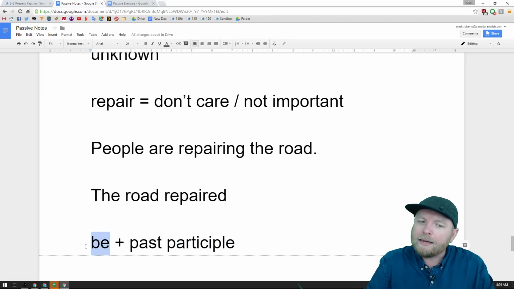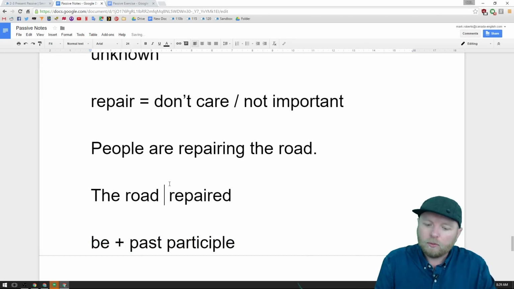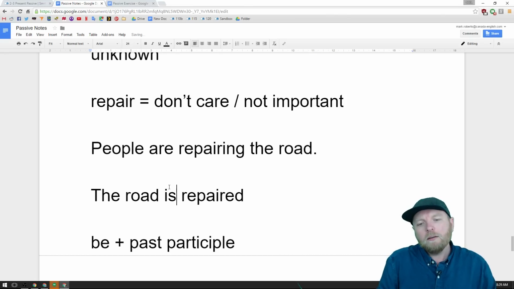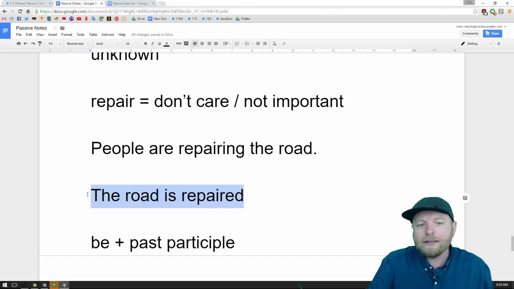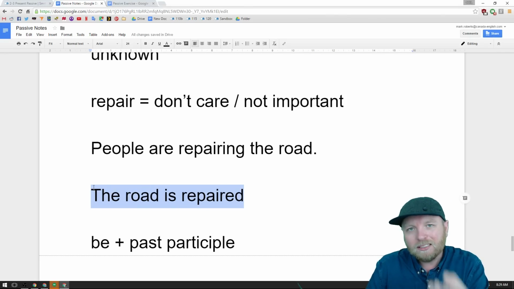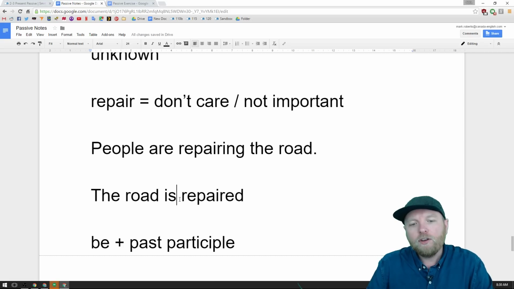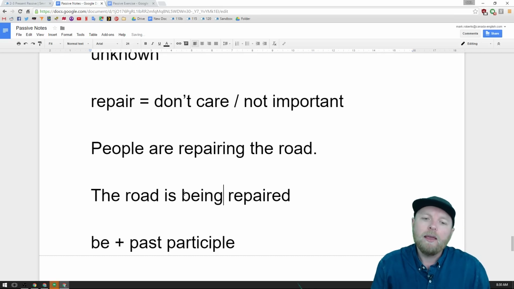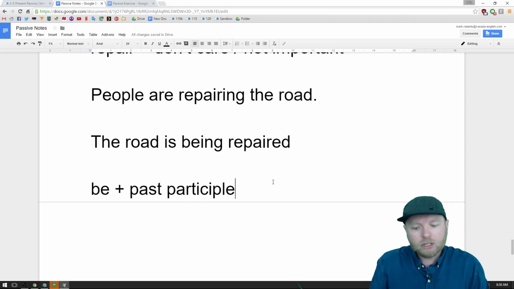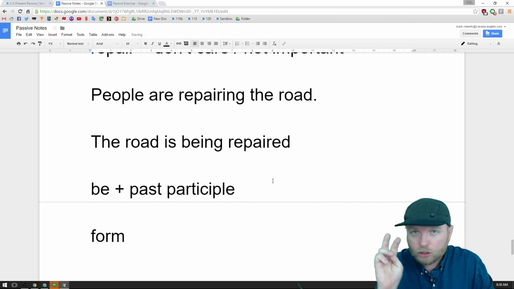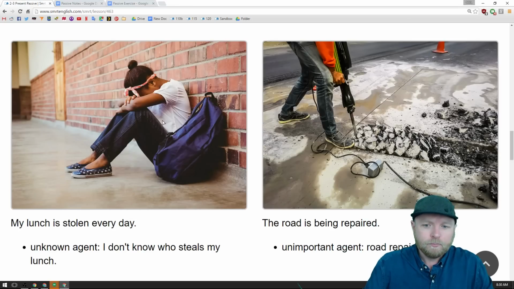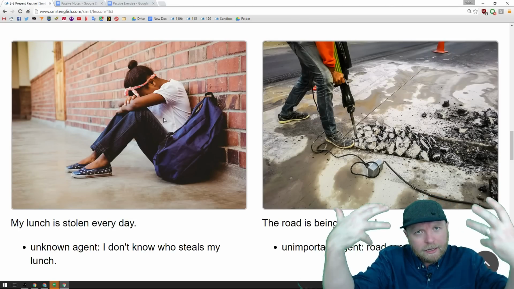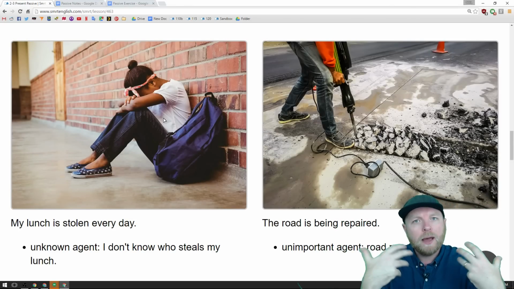But what about be, right? The road is repaired. But this doesn't mean now. If you want to say right now, we need to say this: the road is being repaired. Okay? We're going to talk more about the form in 2 minutes. But right now, I just keep thinking about why do we use the passive?